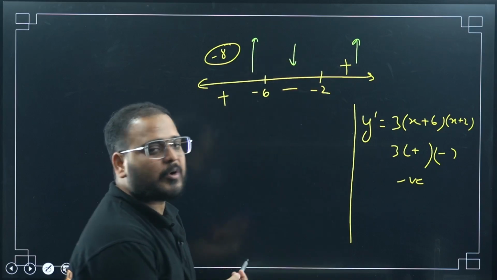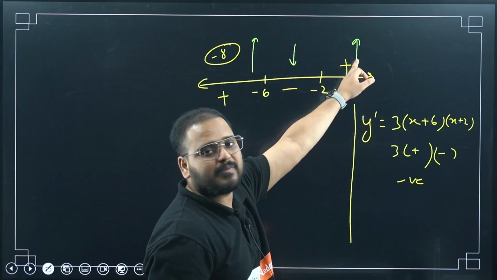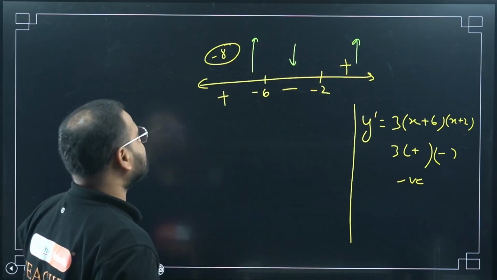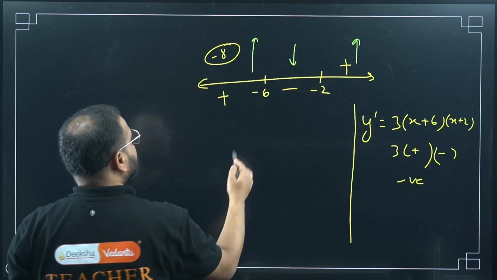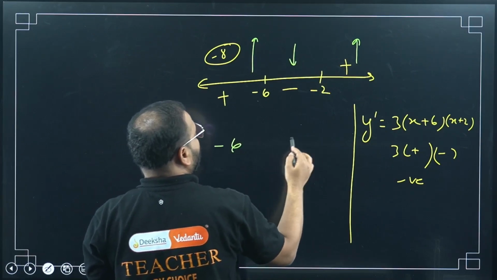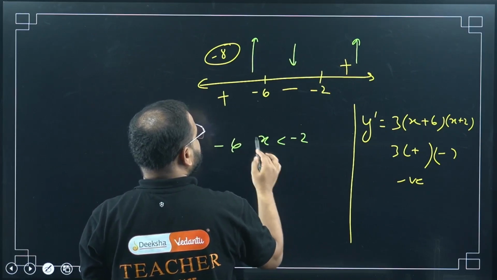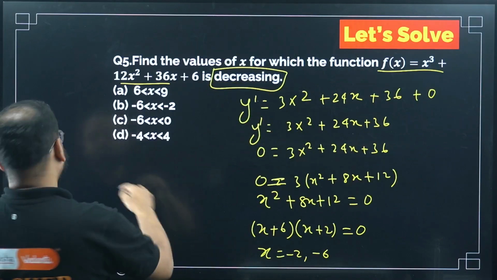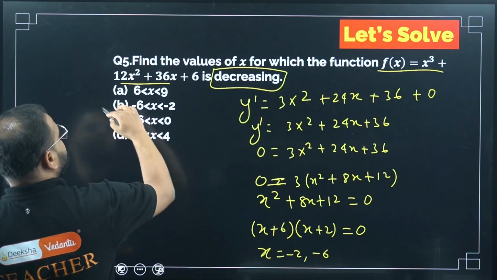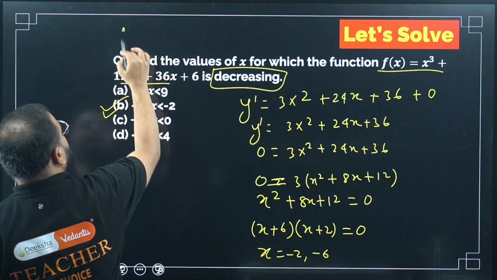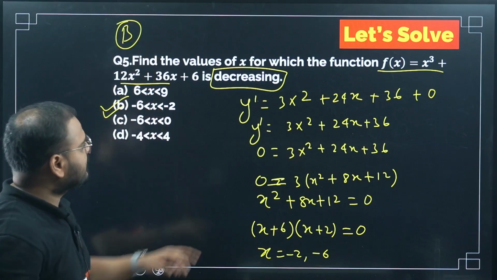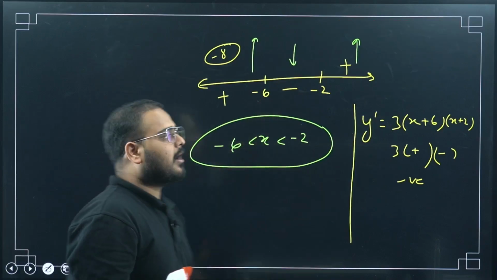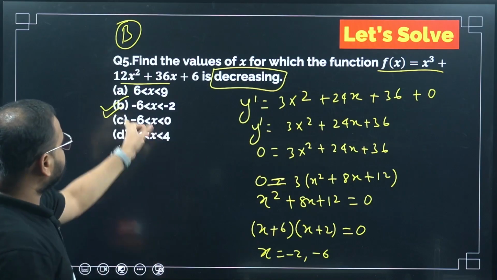Derivative positive means increasing, negative means decreasing, positive means increasing again. What are they asking? They are asking for decreasing, right? So what is my answer? -6 to -2. This is my x. Option B. Very simple. Asked for decreasing, decreasing only in this interval, -6 to -2. Answer is B.